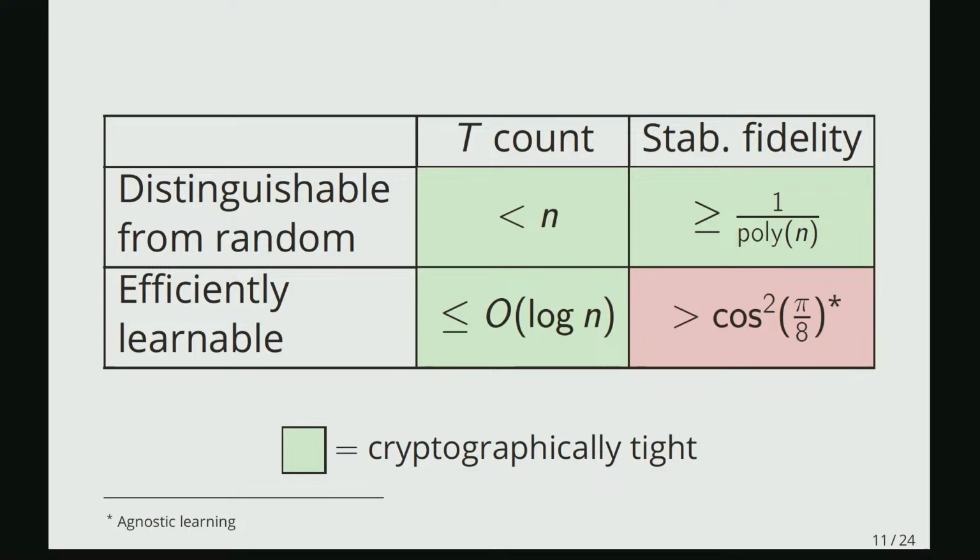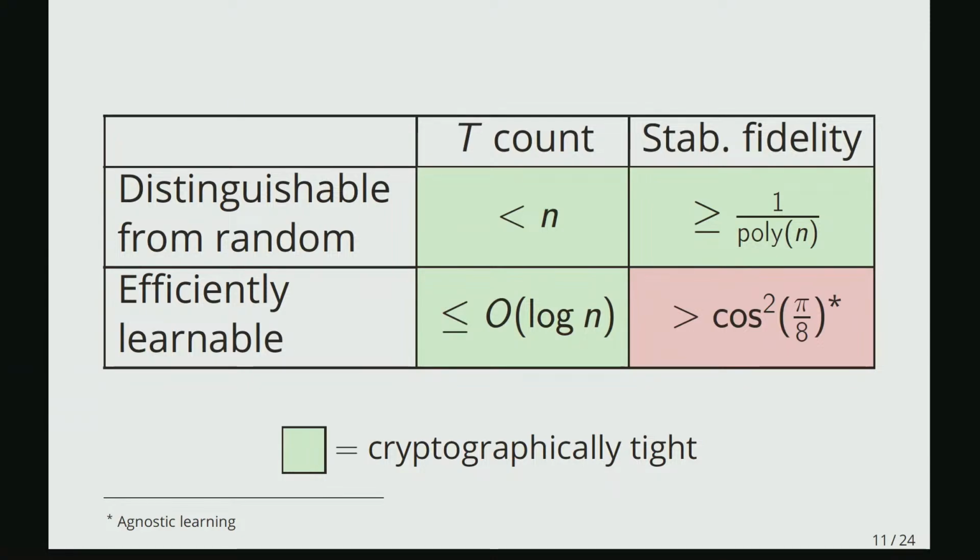Squared pi over 8 overlap. Sorry, you're talking about this box? Yes, for stabilizer fidelity. That's the only case in which we can show it's efficient. It's plausible that if you have 1 over poly fidelity, it would work even then. And so the algorithm is agnostic.